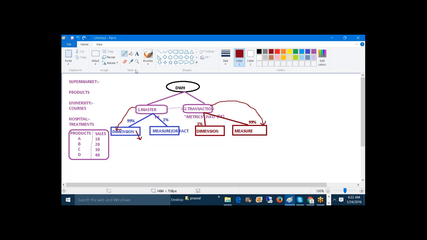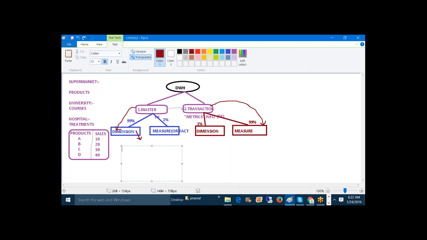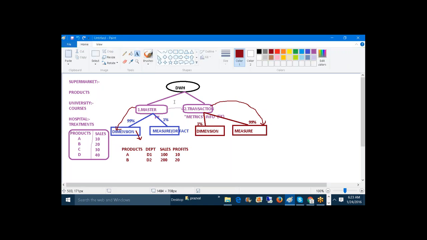Let's say, for example, I have products, department, sales, and profits. A, department D1, sale is 100, profit is 10. Next B, D2, 220. I'm just taking some random data, let's say 2 records of data.